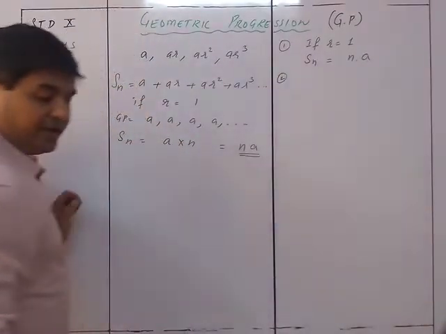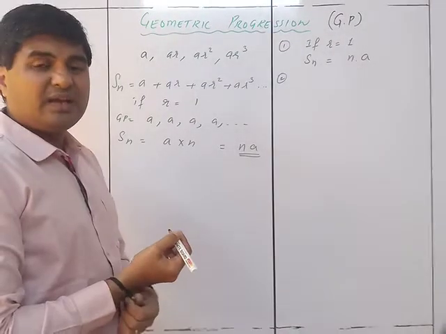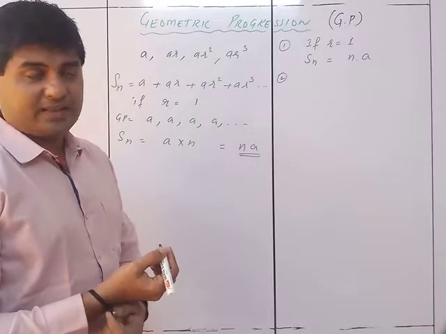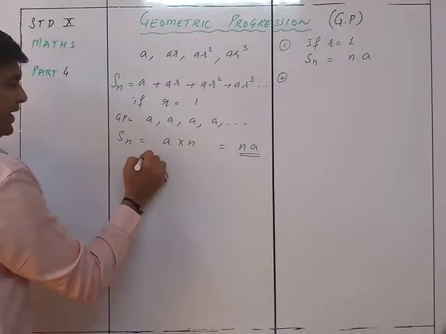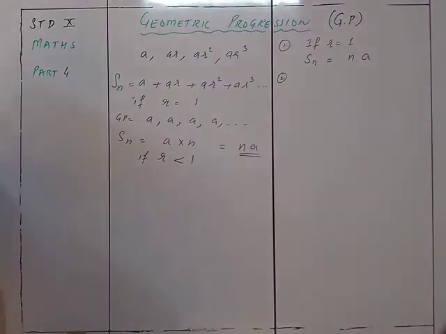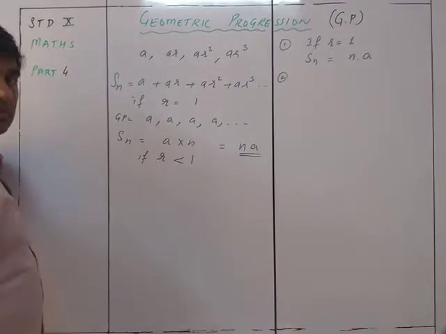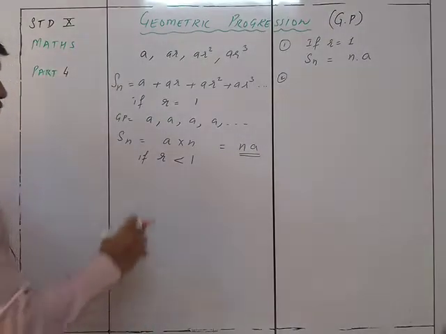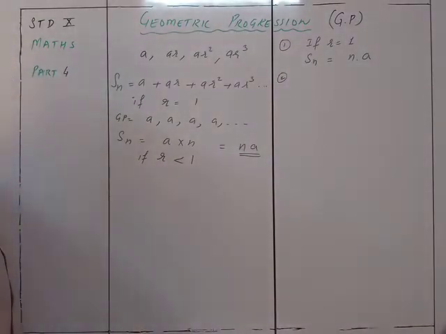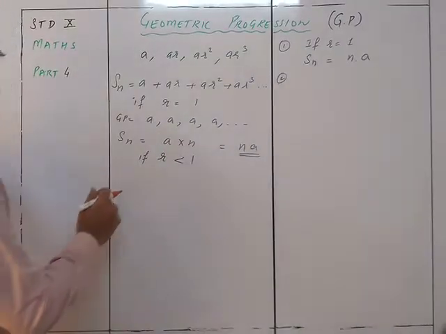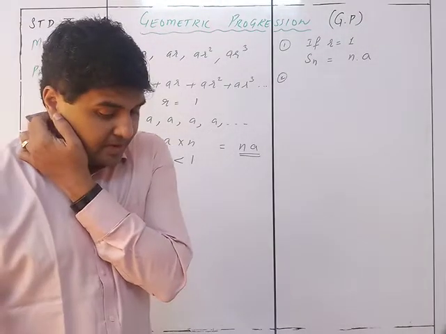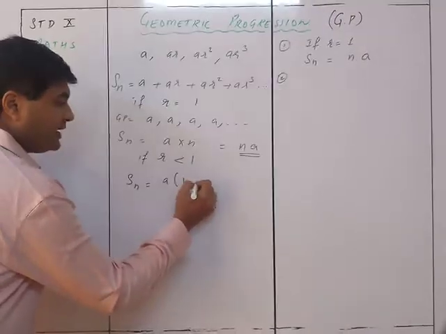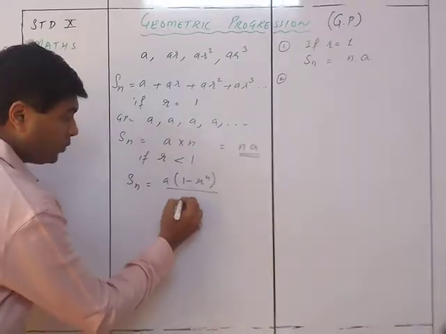The second is if R is greater than 1. So if R is greater than 1, then you will be having this particular form completely like this. In such a case, if you solve this equation, you will come to know that the formula will be Sn is equal to A into 1 minus R raised to N upon 1 minus R.